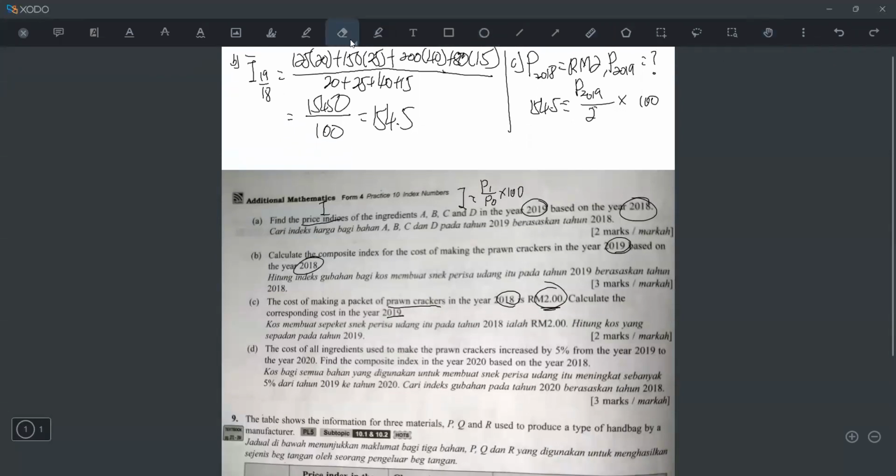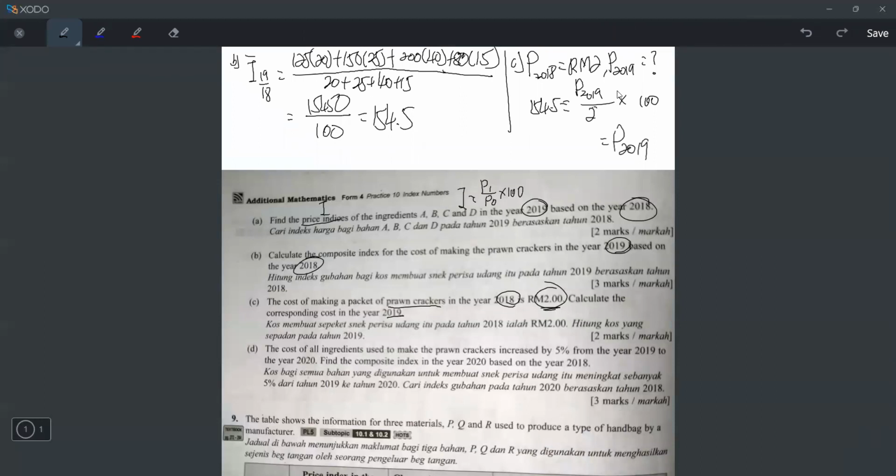Okay, it's so easy. So the price of 2019, it will be 154.5. I will press 154.5 divided by 100 first. And then I will get 1.545, and then times with 2. So 3.09. Yeah. So that is the answer.